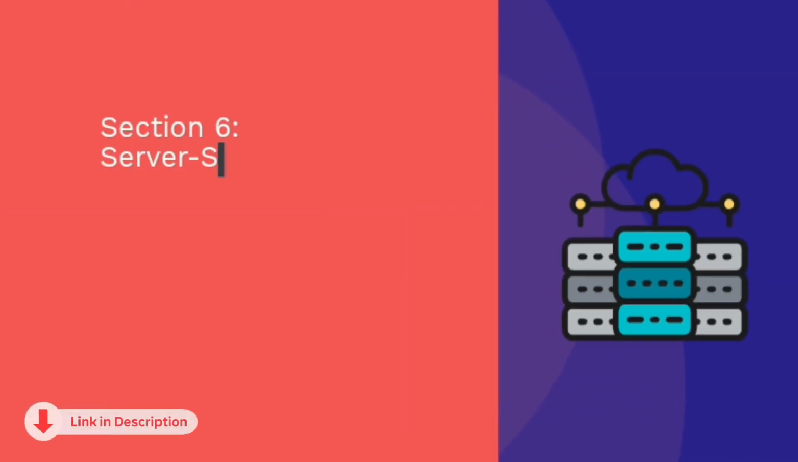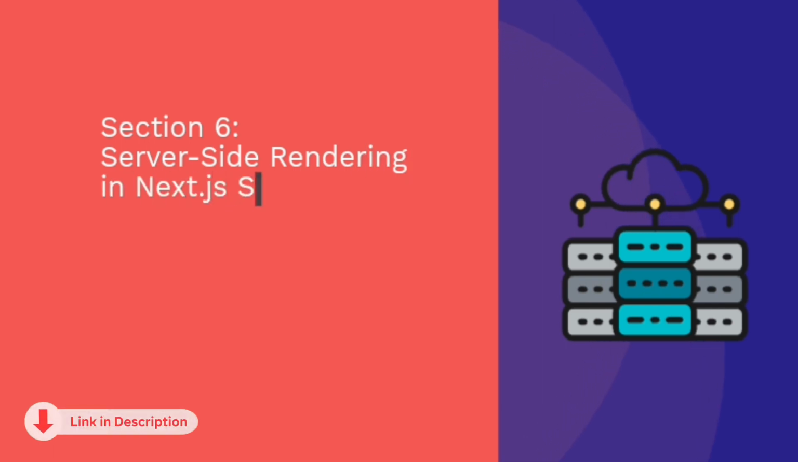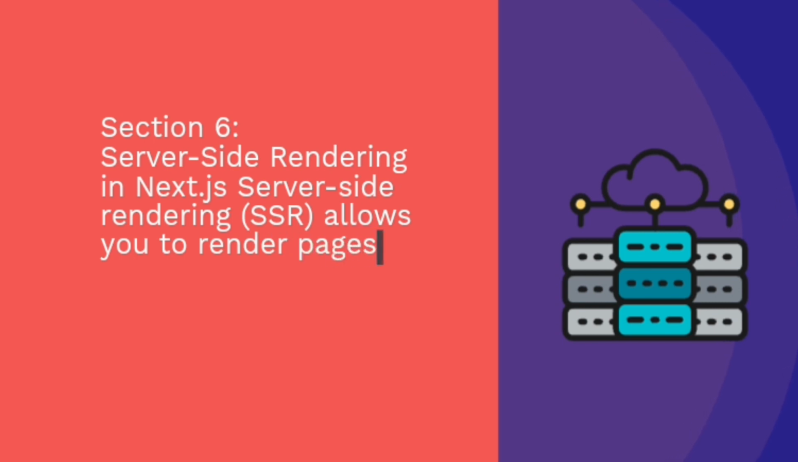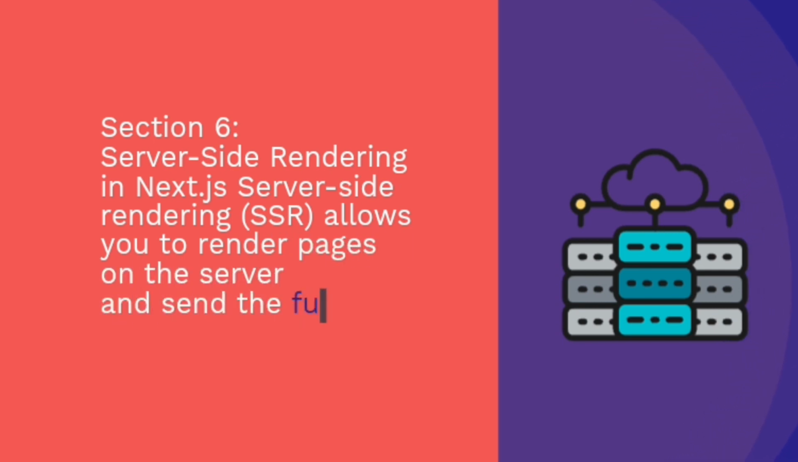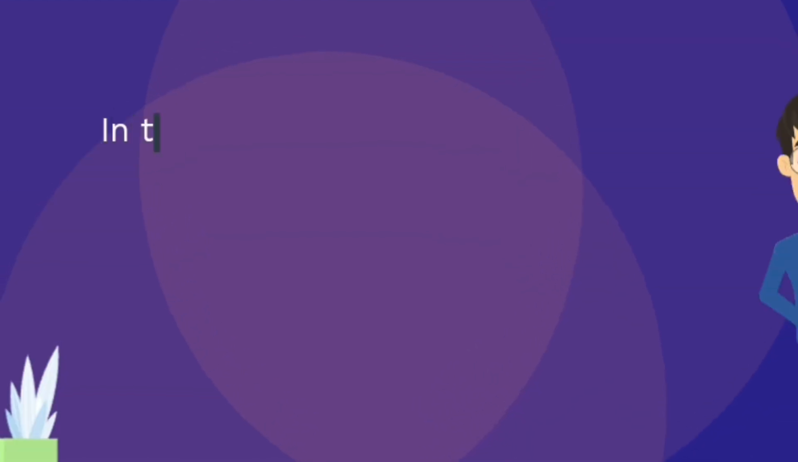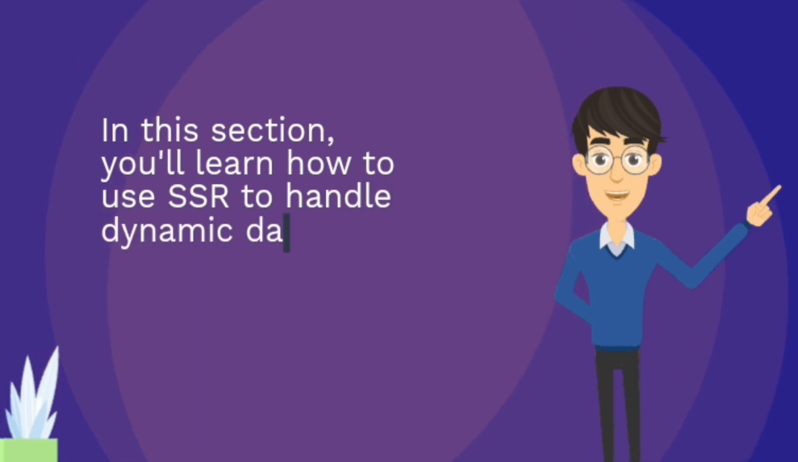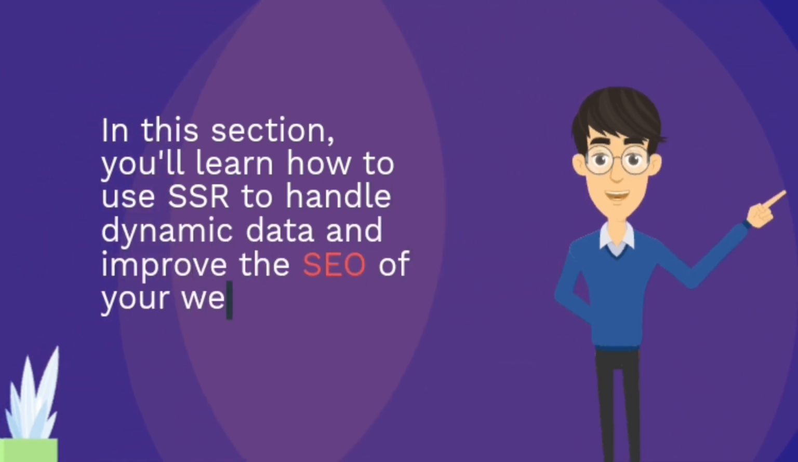Section 6. Server-side rendering in Next.js. Server-side rendering, SSR, allows you to render pages on the server and send the fully rendered HTML to the client. In this section, you'll learn how to use SSR to handle dynamic data and improve the SEO of your web application.